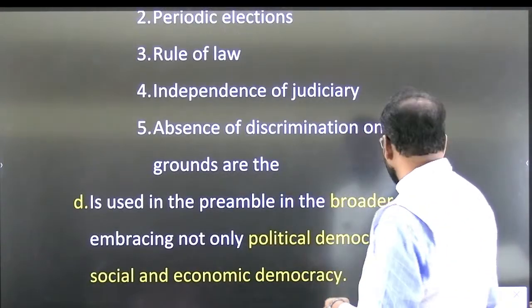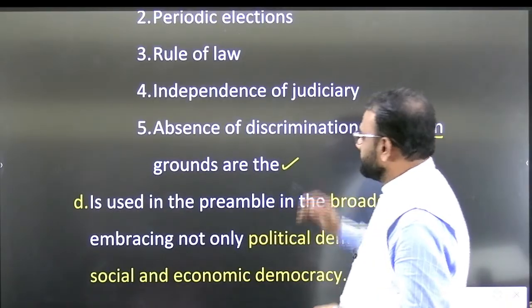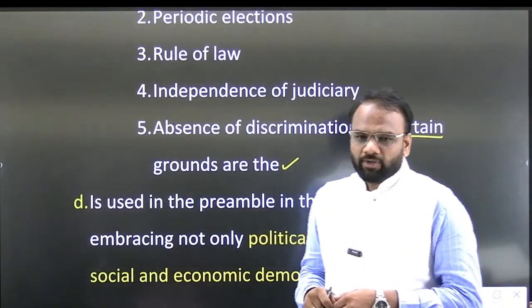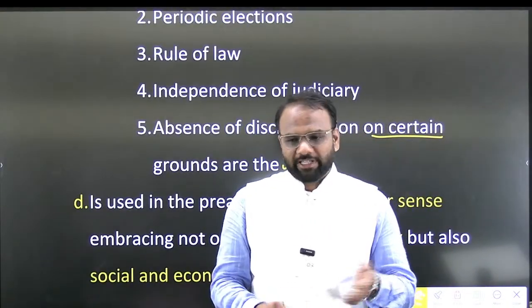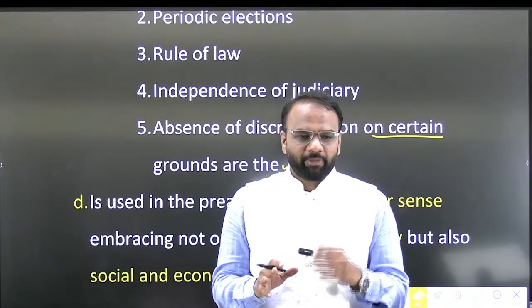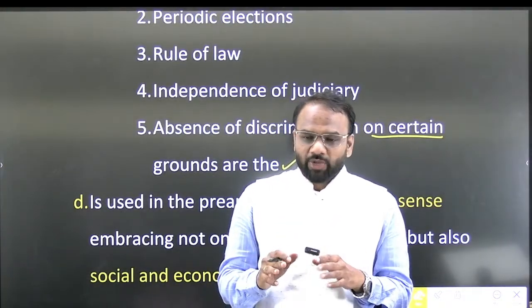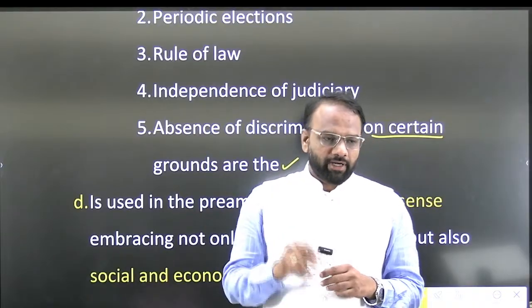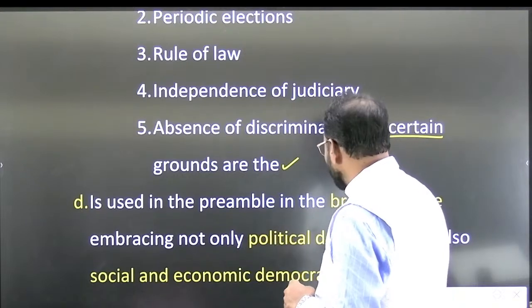Absence of discrimination on certain grounds: absence of discrimination based on race, religion, caste, sex or place of birth. You will not discriminate against a person based on his religion, you will not discriminate against a person based on his caste. So again this also is one of the democratic characters. These points are important from Prelims point of view as well as Mains point of view.